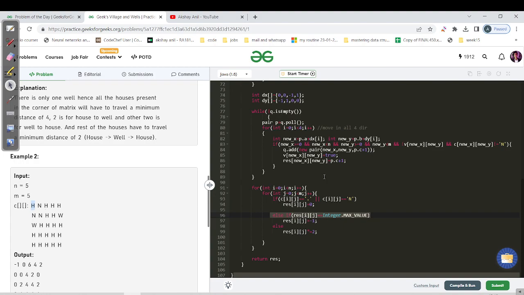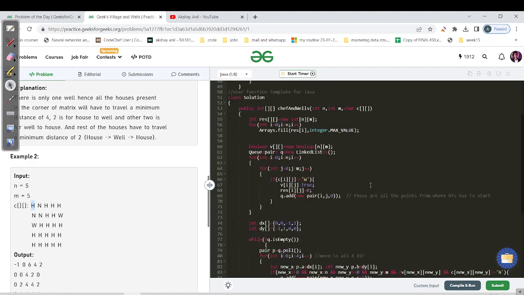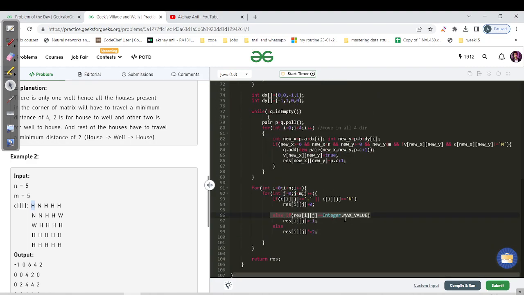And that is why we are checking, since we have filled all the answer array with integer max value. Again, I'm repeating, you can just fill it with 10 power 4 as well. If that's the case, then you have to say that the answer is not possible, and in the rest of all the cases you have to multiply it by 2, because the person at a particular house can reach a well and it has to come back also, right? So definitely the distance star 2 will be the answer.